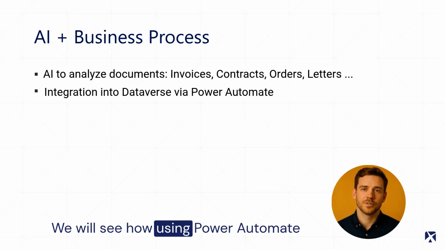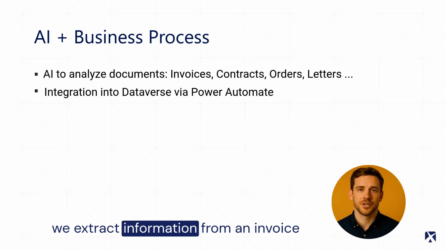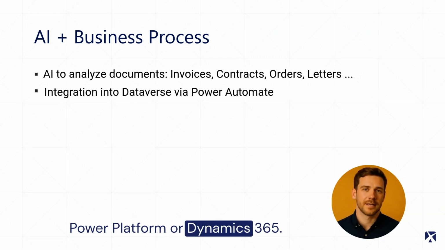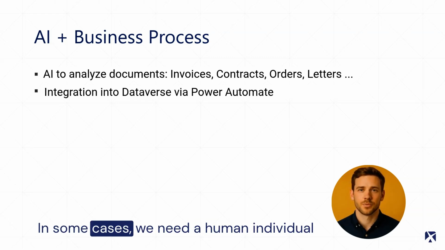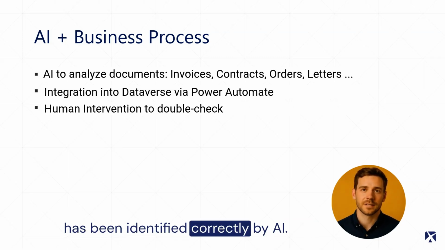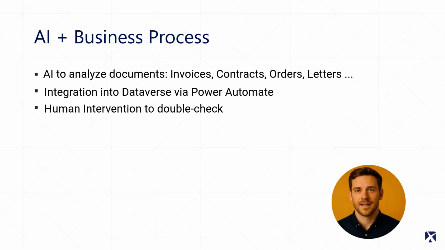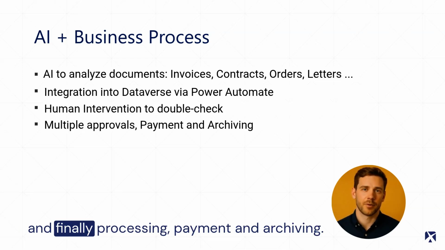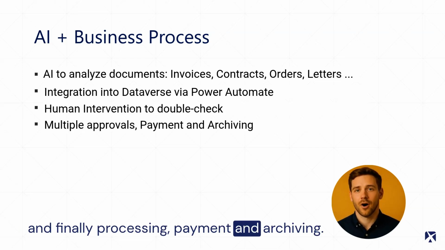We will see how using Power Automate, we extract information from an invoice and load it into Dataverse, either Power Platform or Dynamics 365. In some cases, we need a human individual to double-check that information has been identified correctly by AI. Afterwards, we need to involve the corresponding individuals for multiple approvals and finally processing, payment, and archiving.